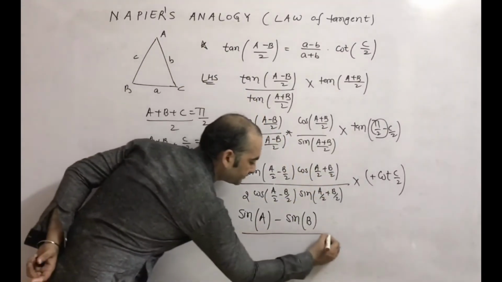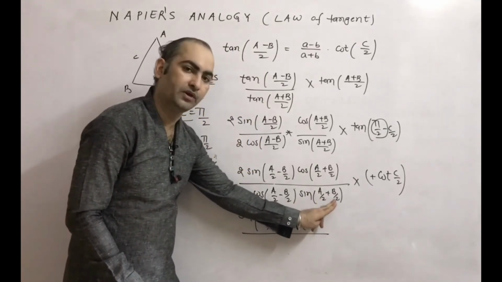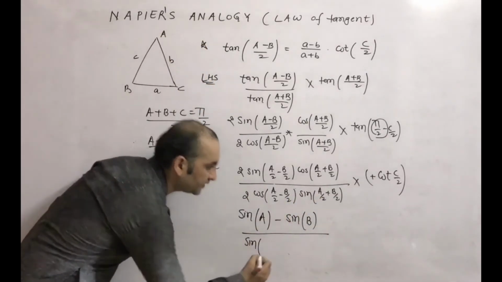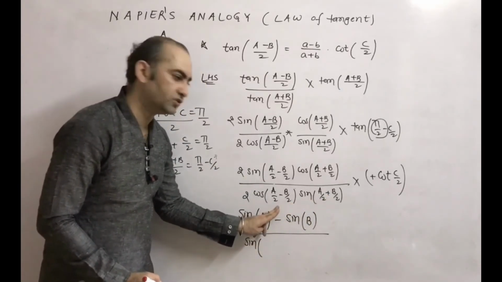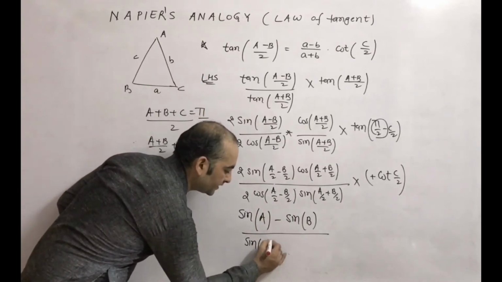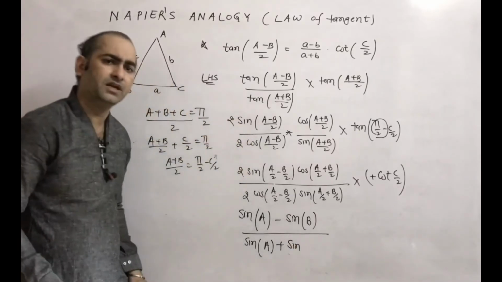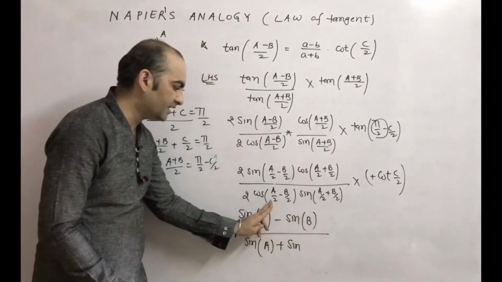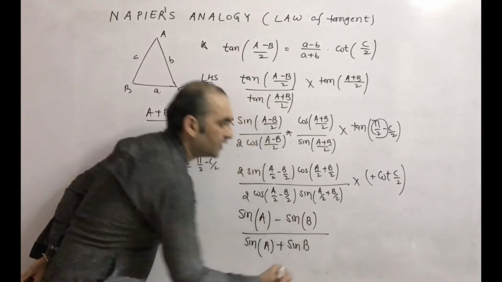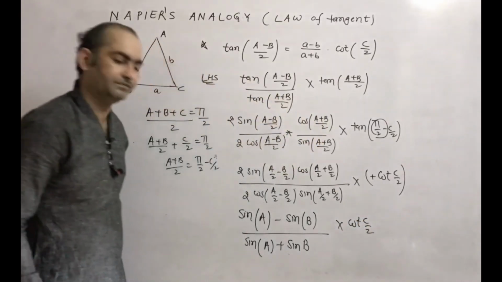The denominator is 2 cos of (A/2 minus B/2) into sine of (A/2 plus B/2). Here one is plus and the other is minus, so sine of (A/2 plus B/2 plus A/2 minus B/2) gives sine A, plus sine of (A/2 plus B/2 minus A/2 plus B/2) gives sine B, into cot C by 2. So we get (sine A minus sine B) over (sine A plus sine B).